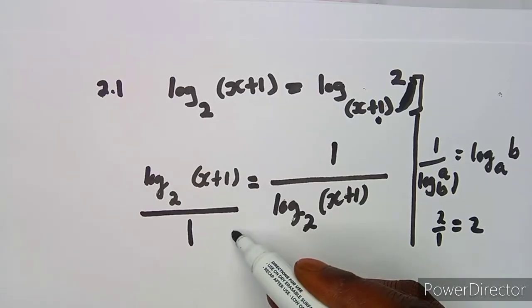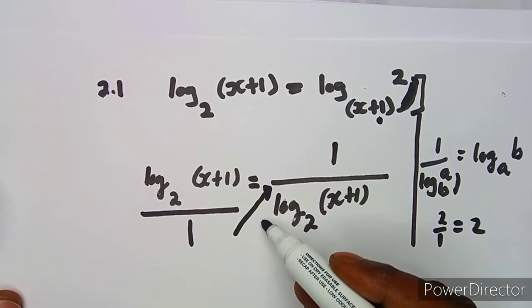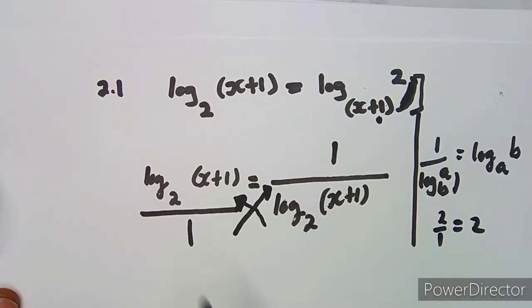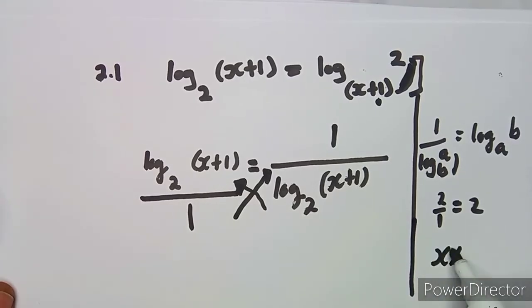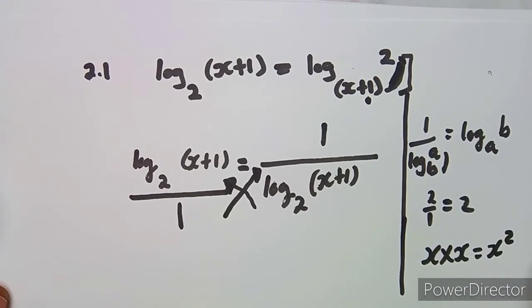But this can allow us now to do what? To do the cross multiplication. So we can cross multiply. So we are multiplying the logs which are the same, just like multiplying x times x. We know that that one gives you x squared. So that is the concept.